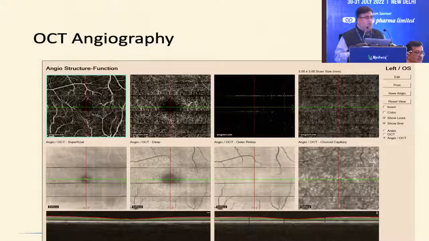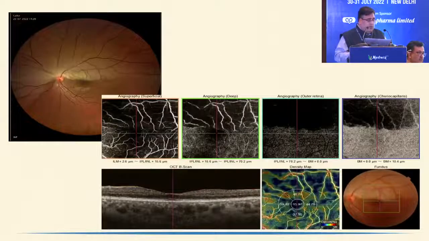OCT angiography gives a beautiful array of vessels which you can see in the superficial layer of the retina, the deep layers of the retina, and the choriocapillaris in the outer retina. So whether you have good vascularity involving the fovea, or loss of vascularity, as in this patient of BRAO, where you can see this whitening happening and a total loss of capillary network in both superficial and deep plexus in the upper half of the retina. Such beautiful images you can pick up on OCT.